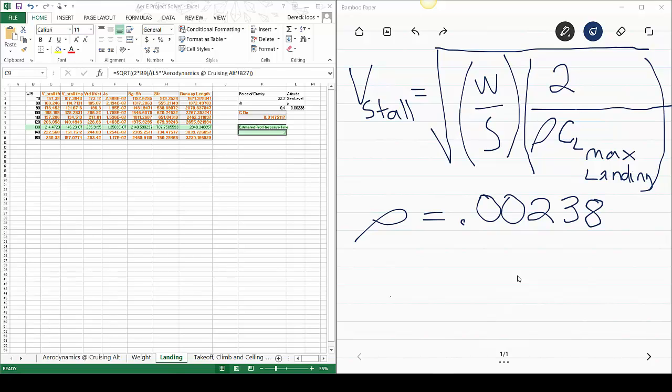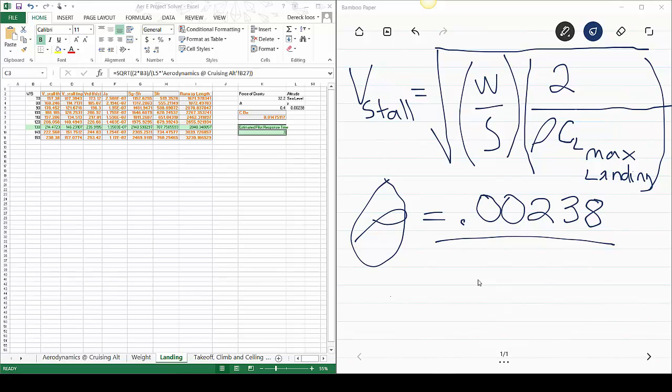Once we have our CL max landing estimate, we plug it into our equation. Now, for those of you wondering what this rho is right here, that is our air density at whatever altitude we're landing at. For simplicity's sake, in this workbook, I have us landing at sea level, so that value is going to remain constant at 0.00238.